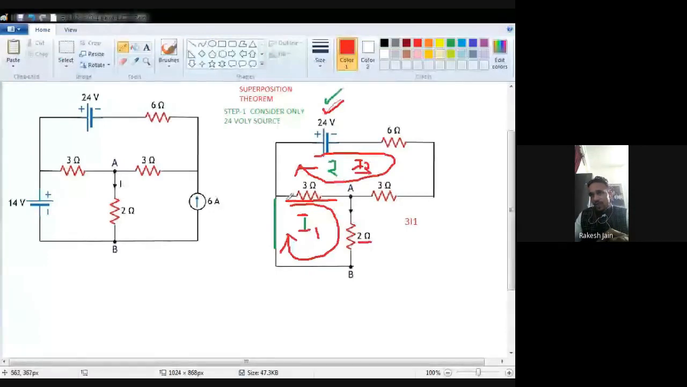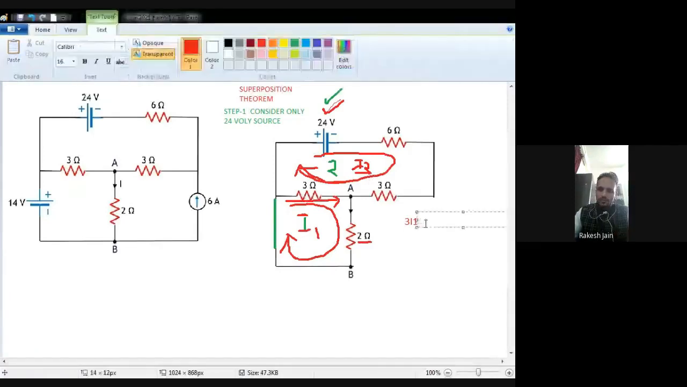Now I have to find out the current through this 2 ohm resistor. With the help of mesh analysis we can easily find it out. There are two closed loops, one is this one and the second one is this one. So how to solve with mesh analysis? Just direct the currents in the same direction. So this one is my first current.